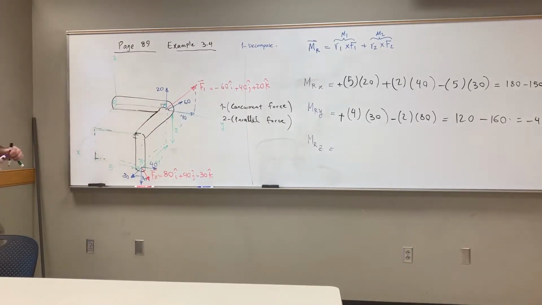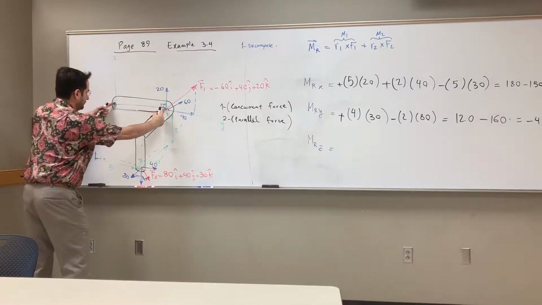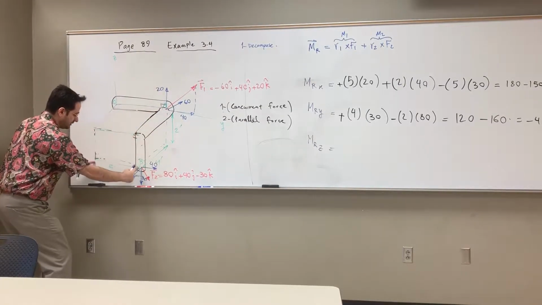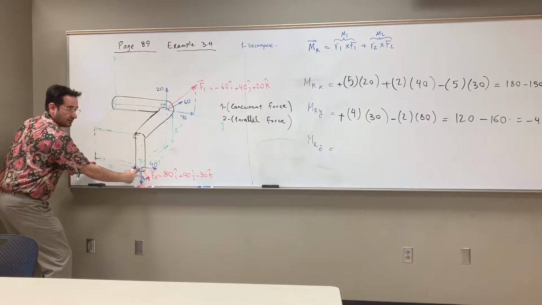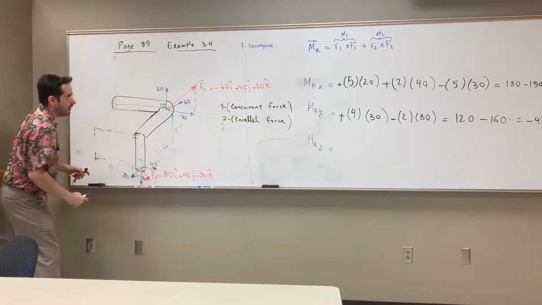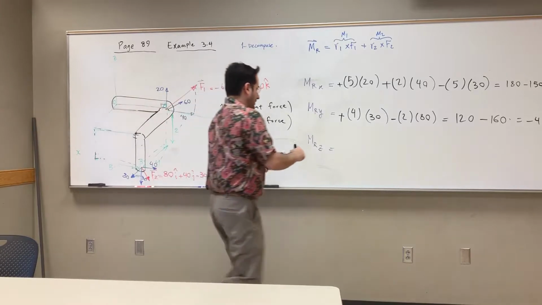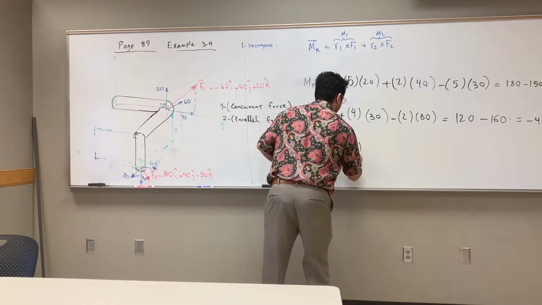So its moment arm is what? 5. It's from here to here, which is from here to here, which is from here to here, right? Because it's a three-dimensional drawing. So it's 5 times 60. Positive or negative? Negative.